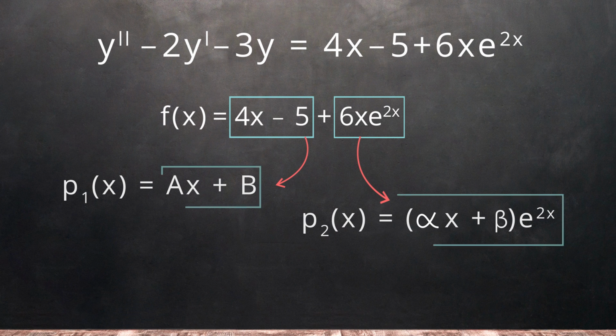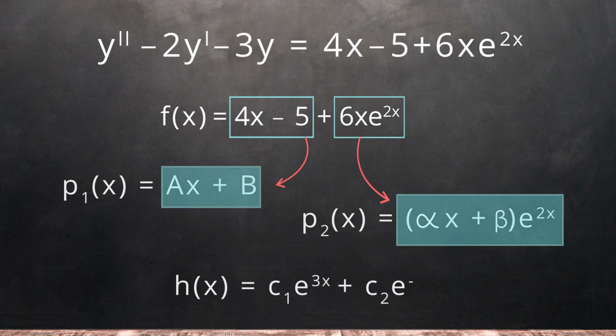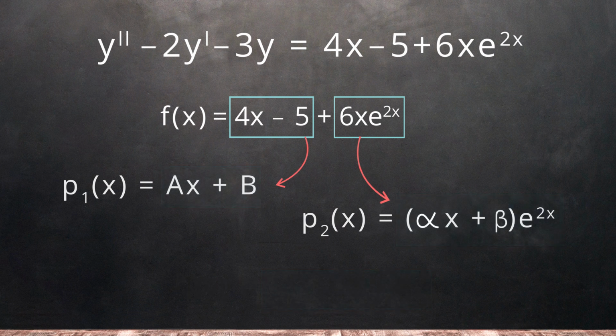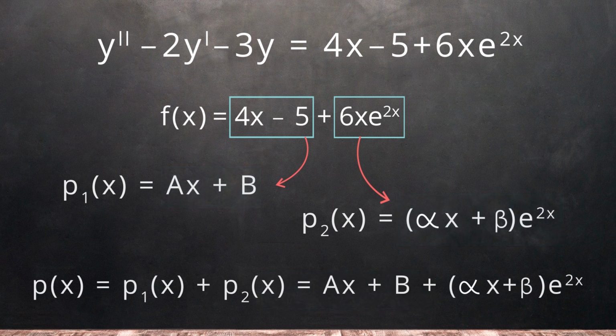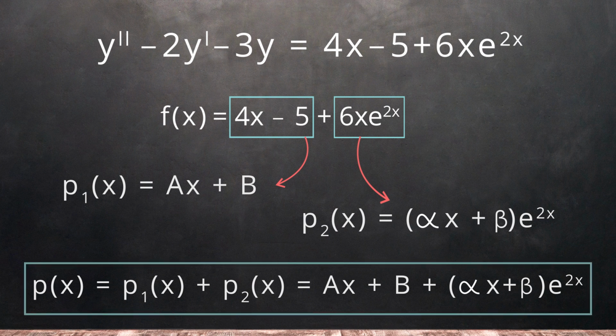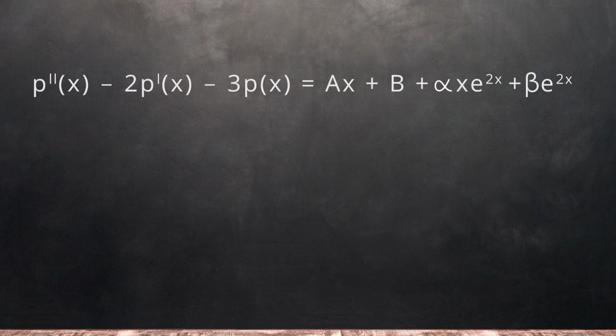Now we check if either of these have a term in common with the homogeneous solution. Since they don't, we can move on to the next step. By the superposition principle, the general particular solution to this differential equation will be p1 plus p2. Now we can plug this into the original differential equation and simplify.